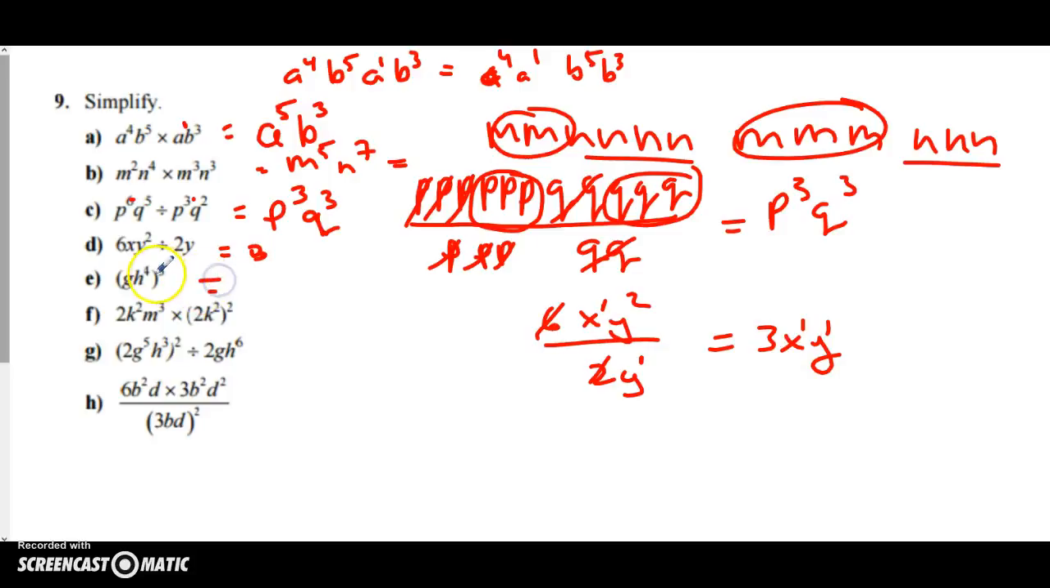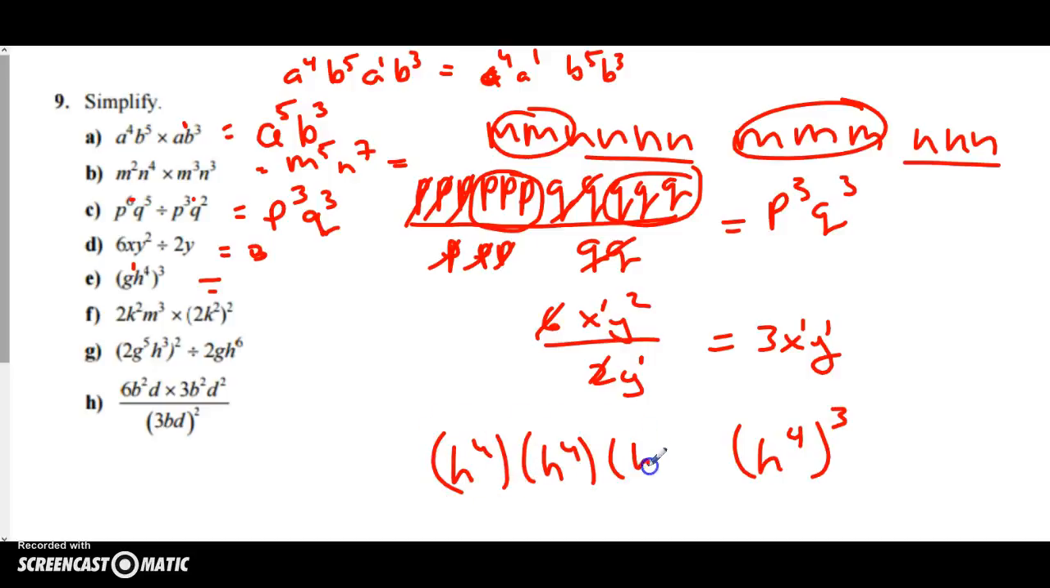Power of a power, you're going to take this 3, and so power of a power, the way it works is this. If I just had this h to the 4 to the power of 3, what that means is I have h to the 4 times h to the 4 times h to the 4.